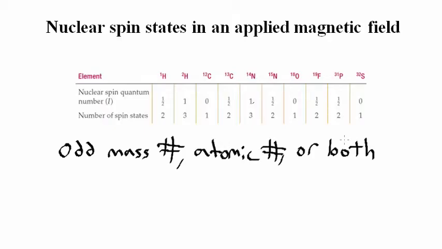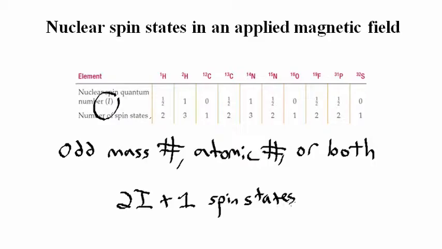Any atomic nucleus that has an odd mass number, an odd atomic number, or both also has a spin and a resulting nuclear magnetic moment. So the allowed nuclear spin states are determined by the spin quantum number, I, of the nucleus. And a nucleus with a spin quantum number of I has 2I + 1 spin states.